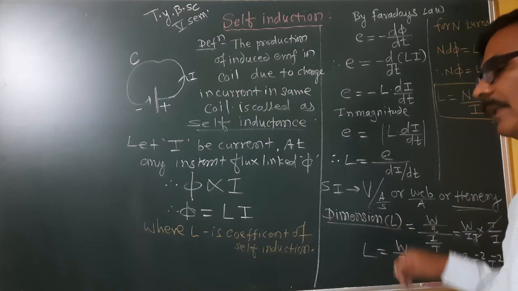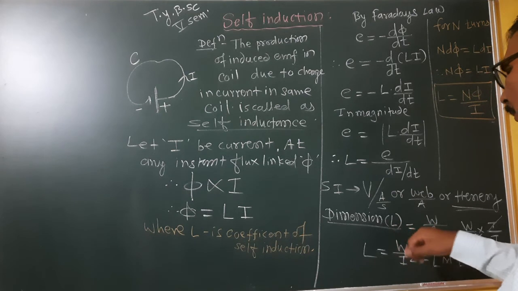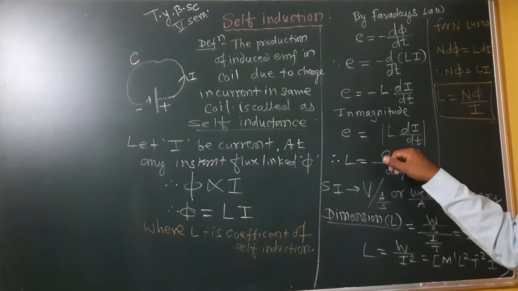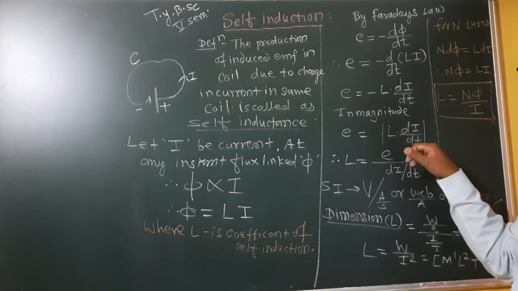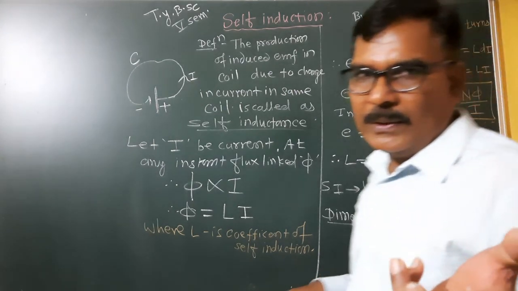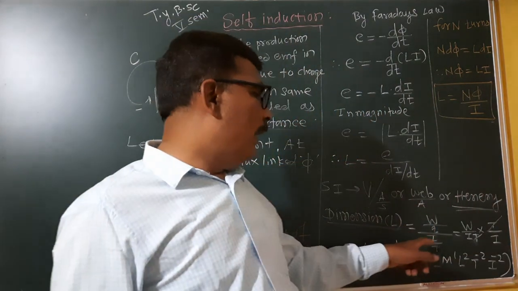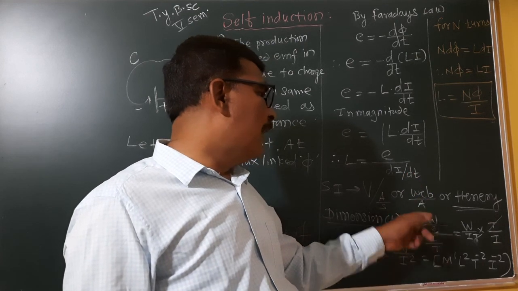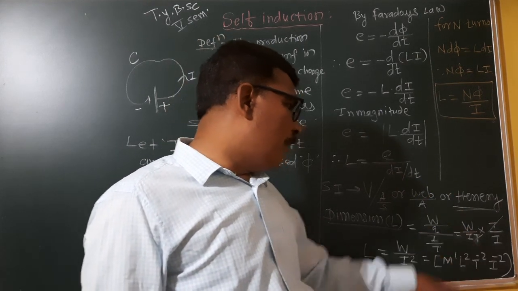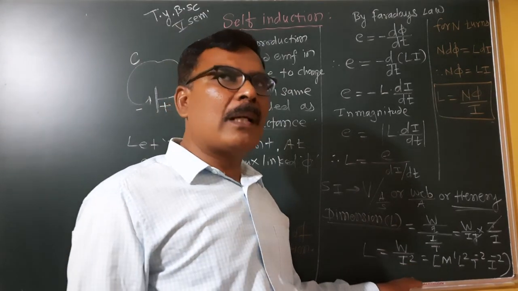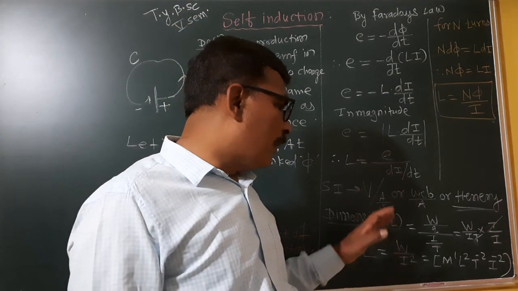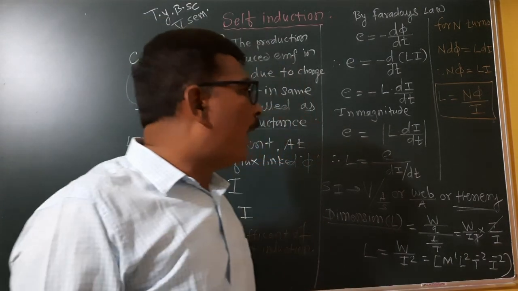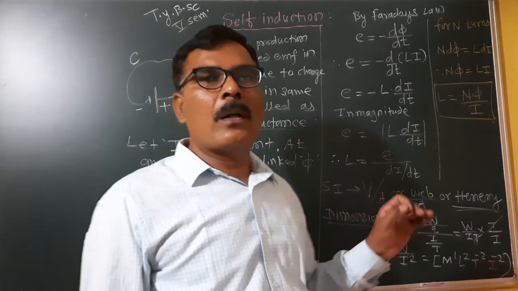Dimension of self-inductance is considered as what? Simple formula, we have to simplify it. E is potential, denoted by V. V is work done per unit charge, that is W by Q. And di is considered as I, dt is considered as T. T gets cancelled. Therefore, W upon I square. W is nothing but the work done, I is the current. So the dimension of self-inductance is M1 L2 T minus 2 I raised to minus 2. This is the dimension for self-inductance.